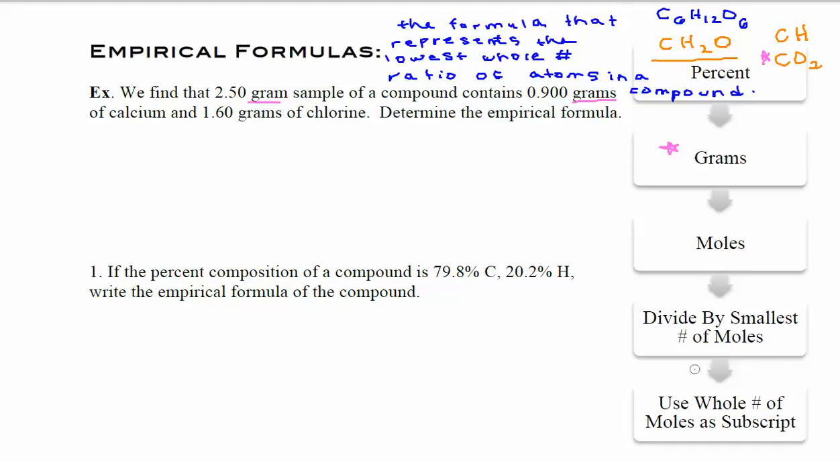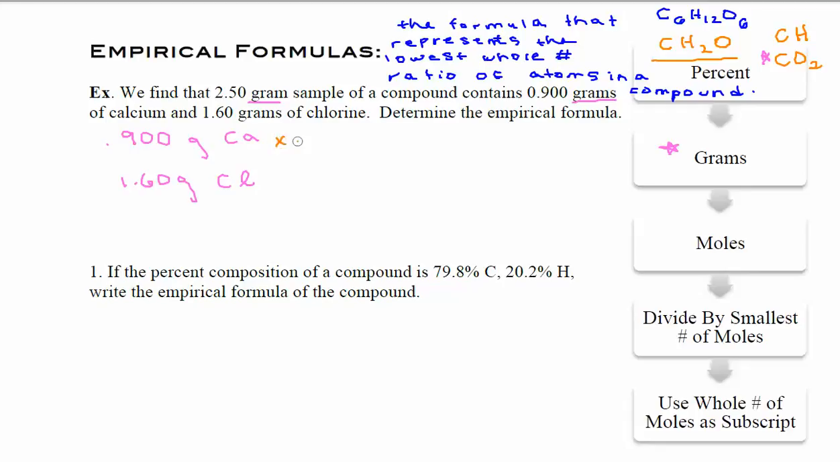All right, and so I'm going to go through these steps in order to find the empirical formula of this compound. So I start off, and I've got a compound that has a mass of 2.50 grams. It has 0.900 grams of calcium, and it has 1.60 grams of chlorine. Now, the 2.50, guys, was just extra information that you didn't actually need, so ignore it.